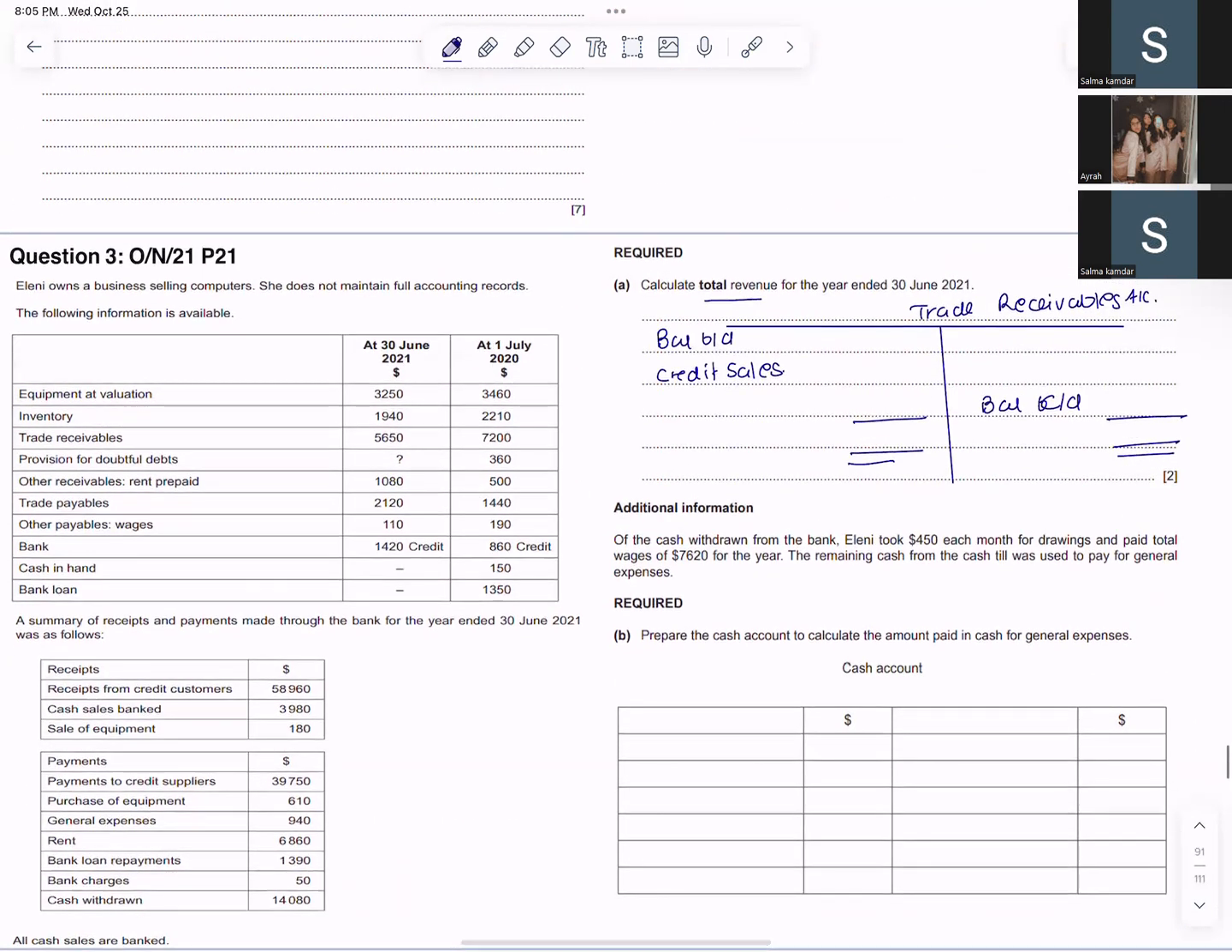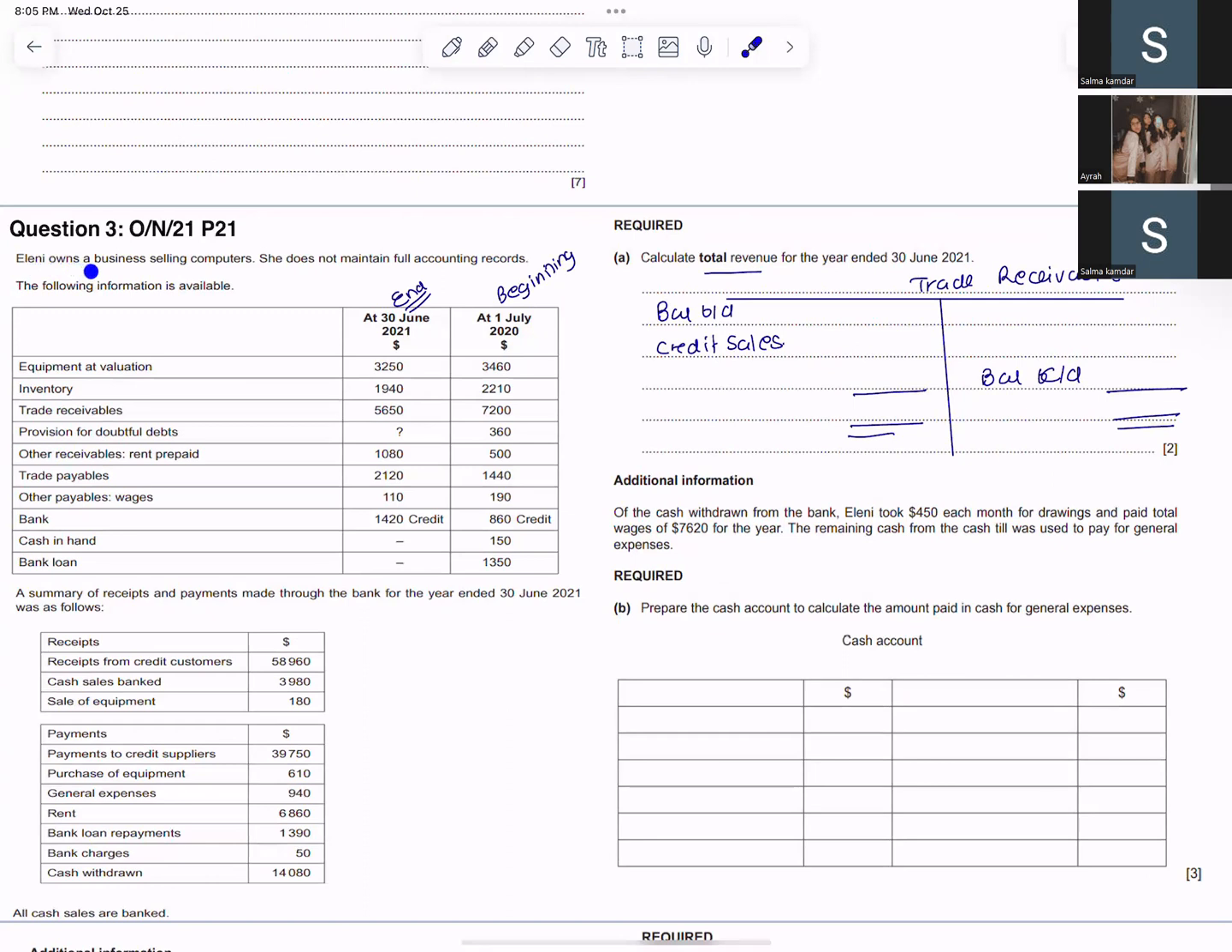First, are you with me? What is the first date? This is the beginning of the year, 1st July 2020, and 30th June 2021 is the end of the year. Now read the question.